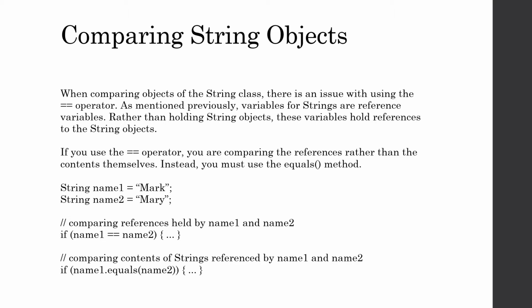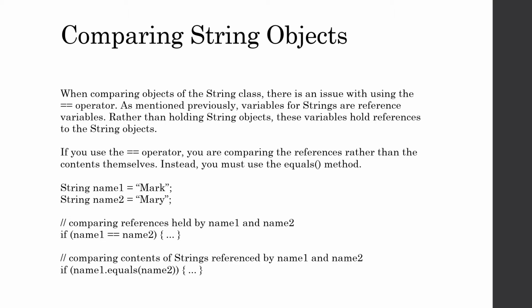But generally speaking, we're not really concerned with whether or not two strings are the same object. What we really want to know is, do these two strings hold the same contents? Do they have the same sequence of characters in them? So instead, what we need to use is the equals method, which is part of the string class.